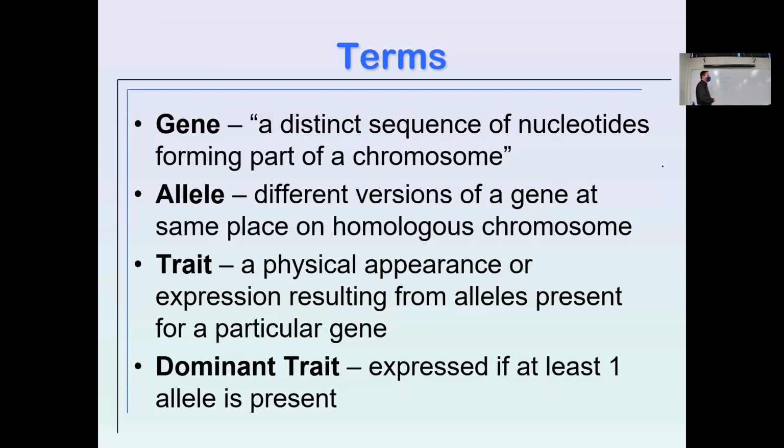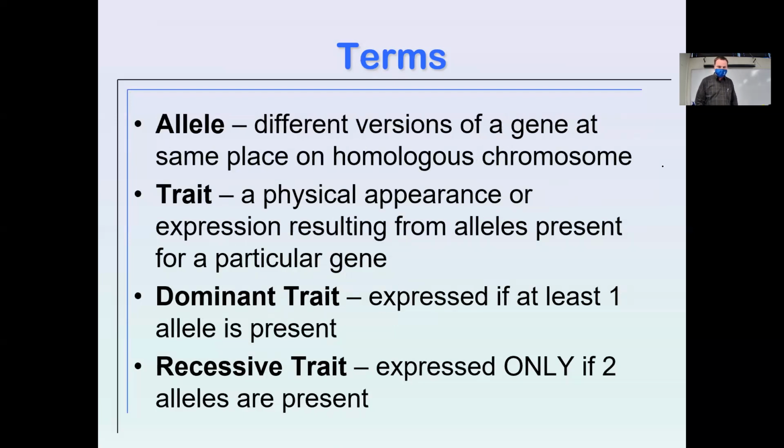Right? The dominant trait is the one that will get expressed if at least one allele is present. So it doesn't matter if you've got two greens or one green, if green is the dominant trait, that's the one that gets expressed if either the one from your mother or the one from your father contains the dominant one. The other type of trait is the recessive trait.